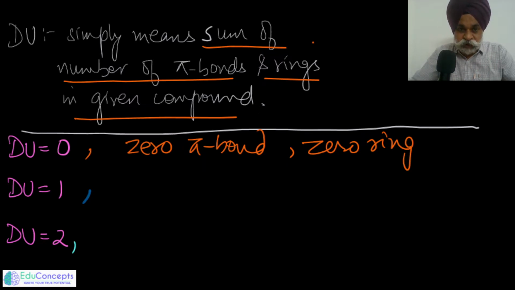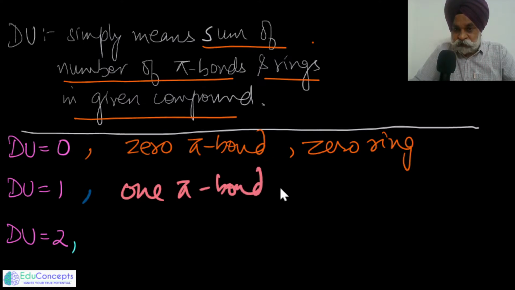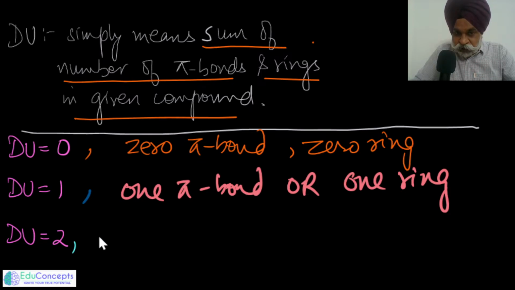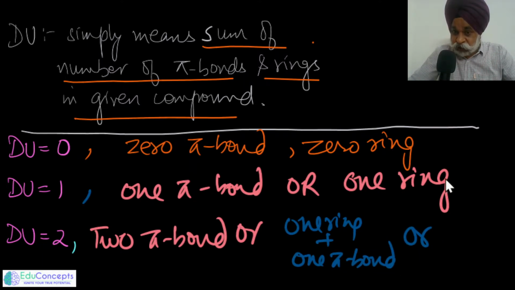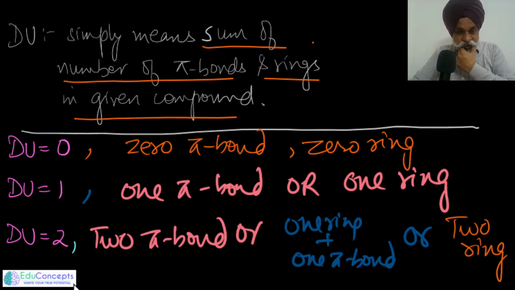And when I say degree of unsaturation 1, that means it would have either 1 pi bond or 1 ring. And if I say degree of unsaturation 2, that means it would have 2 pi bonds, or 1 ring plus 1 pi bond, or you can say it may also have 2 rings. So and so forth, and you can keep on adding like this. If degree of unsaturation is 3, it could have 3 pi bonds, 2 rings and 1 pi bond, or 1 ring and 2 pi bonds, or 3 rings, and so forth.